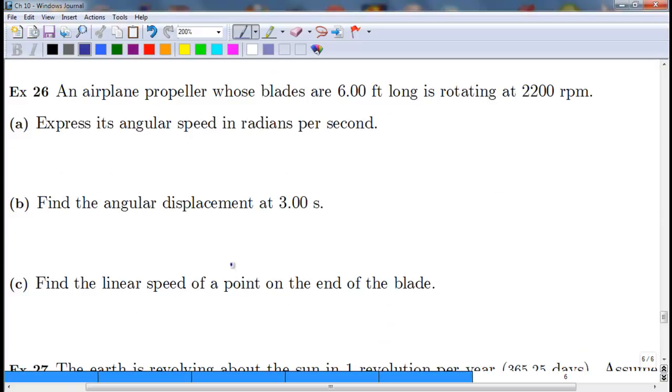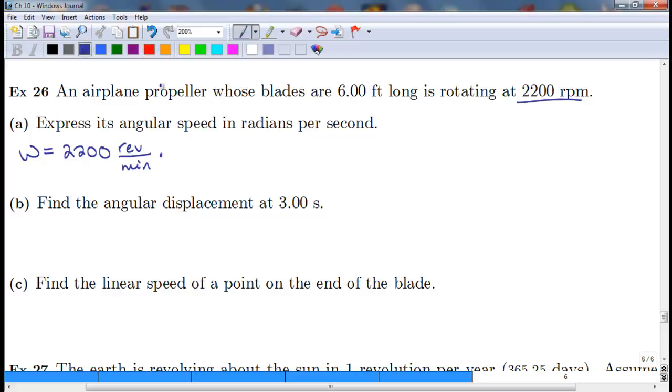Suppose you have an airplane propeller whose blades are 6 feet long and it's rotating at 2200 RPM. That's pretty quick. Express this as an angular speed in radians per second. So we're going to do this step by step. We're going to look at this 2200 RPM and convert that to radians per second. First thing, you start with your 2200 RPM. Let's say that this is omega. I'm going to rewrite the RPM as what it actually stands for, which is revolutions per minute. And we want to put it in radians per second, meaning first thing, let's get rid of this revolution.